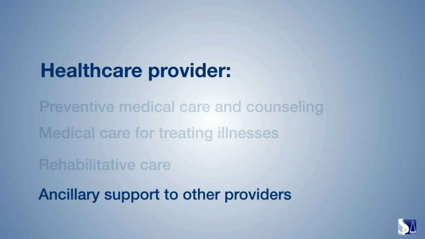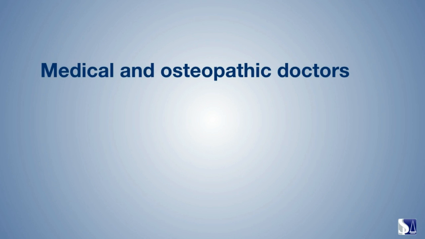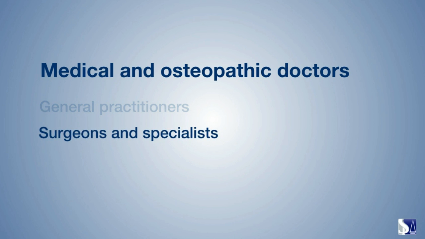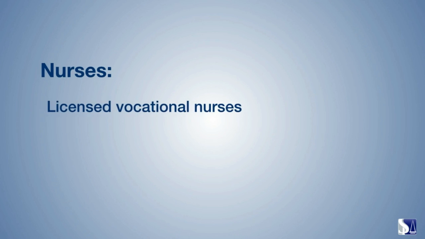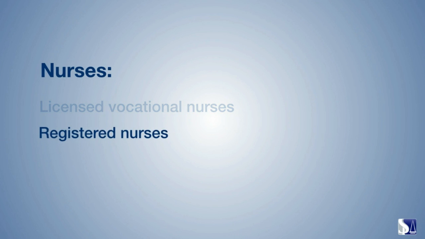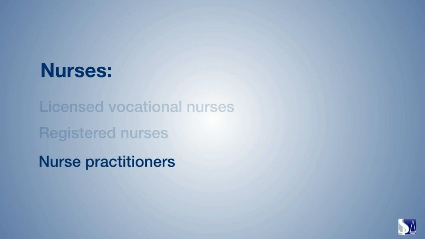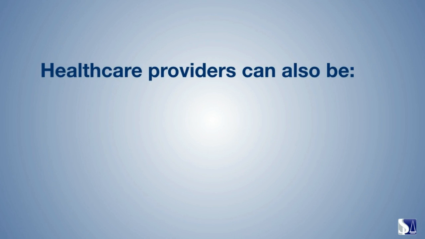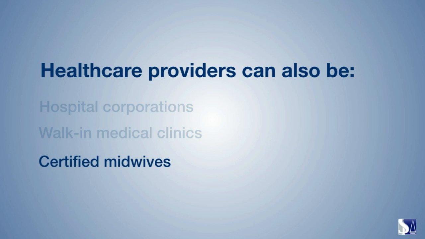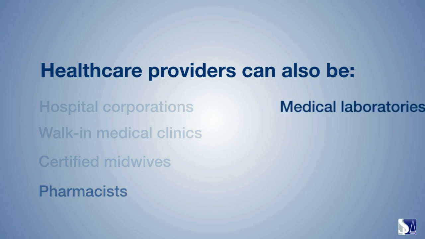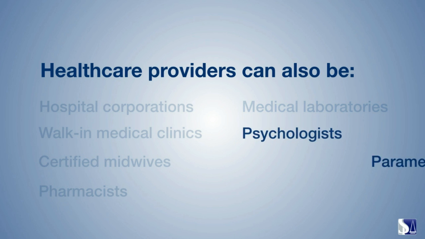Here's some examples of medical healthcare providers. Medical and osteopathic doctors, including general practitioners and internists, surgeons and other specialists, dentists and oral surgeons, physician's assistants. There are also nurses, including licensed vocational nurses, registered nurses, and nurse practitioners. Healthcare providers can also be hospital corporations, walk-in medical clinics, medically certified midwives, pharmacists, medical laboratories, psychologists, and paramedics.